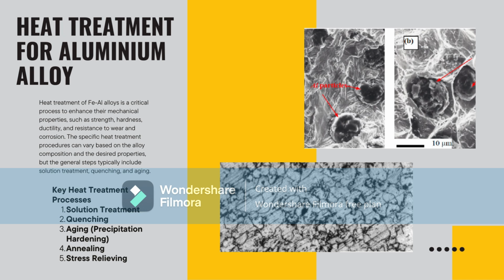The third one is heat treatment. Heat treatment is a critical process to enhance the mechanical properties such as strength, hardness, ductility, and resistance to wear and corrosion. The specific heat treatment procedures can be based on alloy composition and the desired properties, but the general steps typically include solution treatment, quenching, annealing, stress relieving, and precipitation hardening.